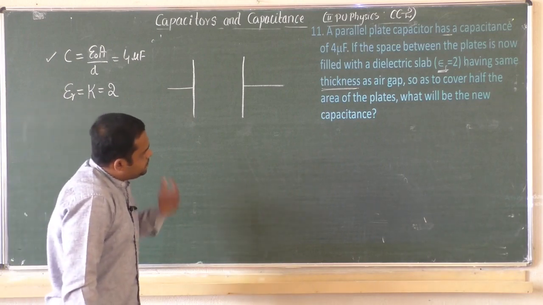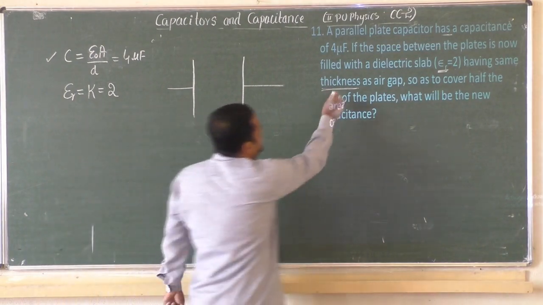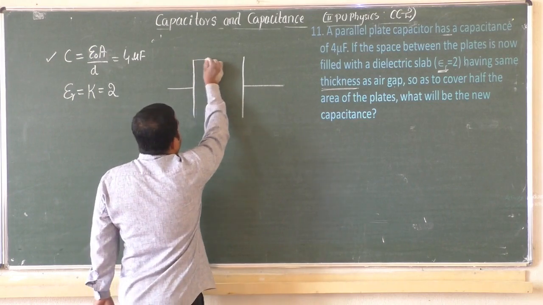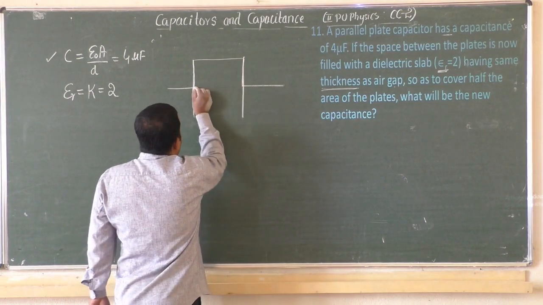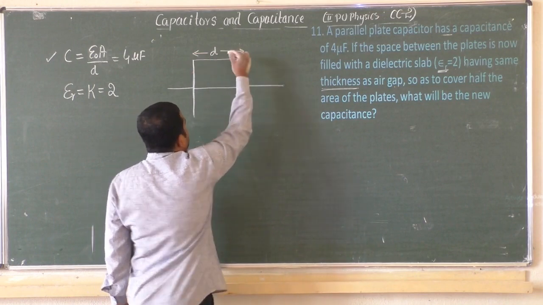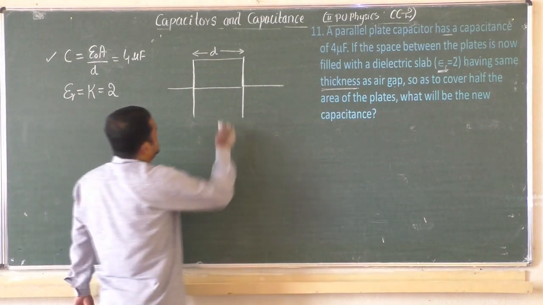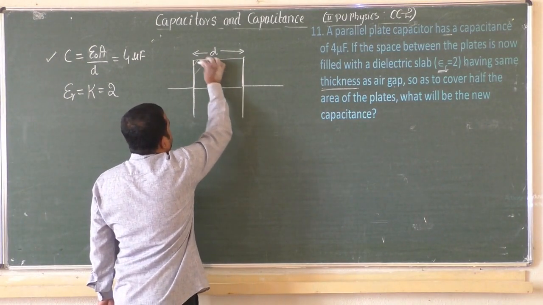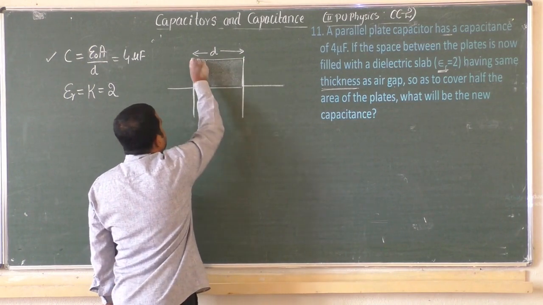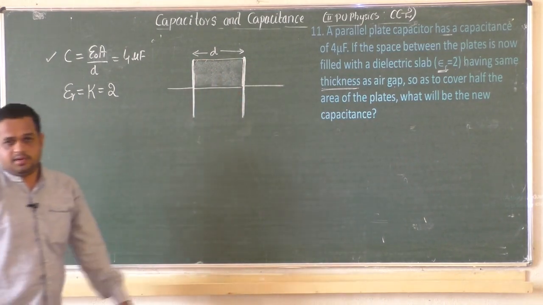So as to cover half of the area, but the thickness is same. That means a dielectric is introduced like this. Dielectric medium is introduced like this. Thickness of the dielectric medium is same as the air gap between the plates of capacitor, separation between the plates of capacitor. Now this part is a dielectric medium. Now this part represents dielectric medium. Okay, this is first plate of the capacitor, this is second plate of the capacitor, this is the dielectric medium.